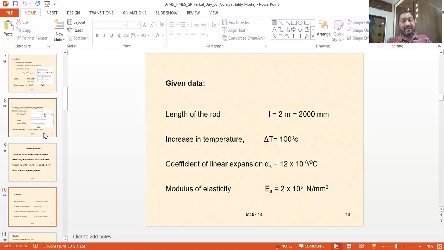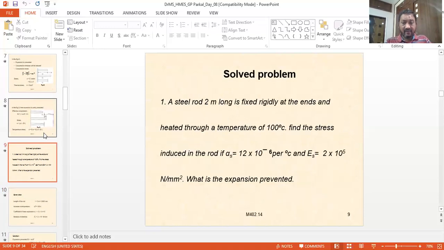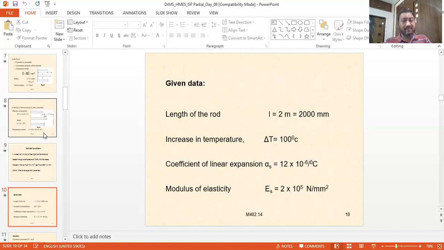Now they said that it is heated through a temperature of 100 degrees centigrade. That means it has been raised to a temperature of 100 degrees centigrade. Initially, we are presuming that it is at 0 degrees centigrade, or the change in temperature delta T is equal to 100 degrees centigrade.